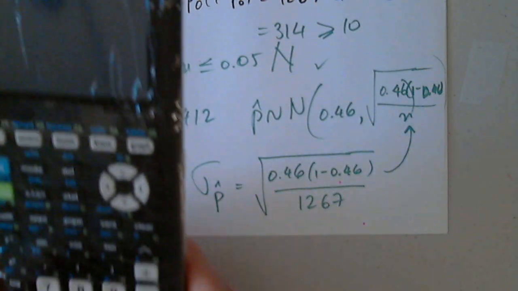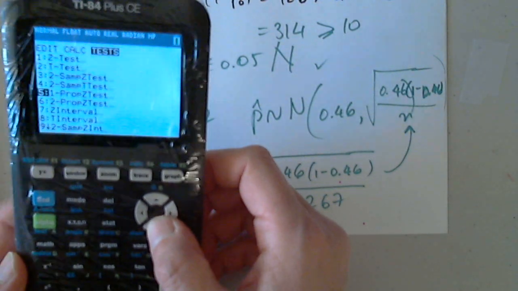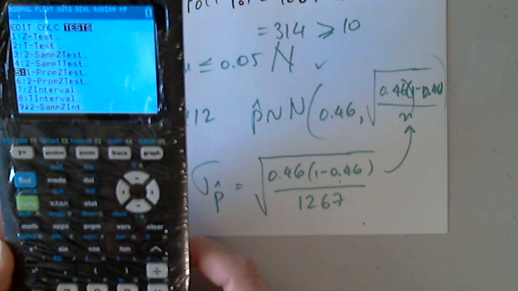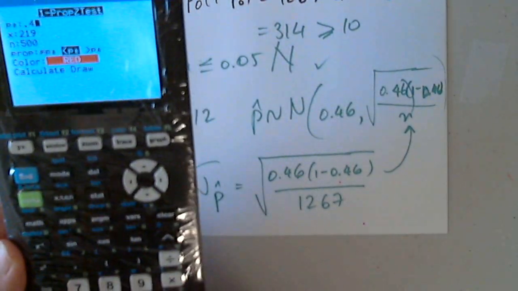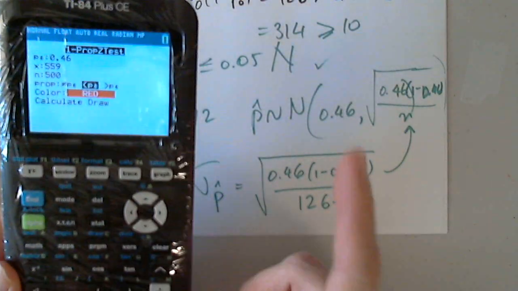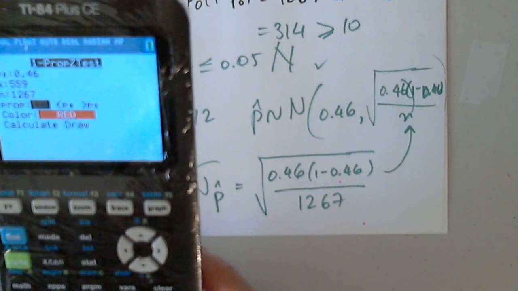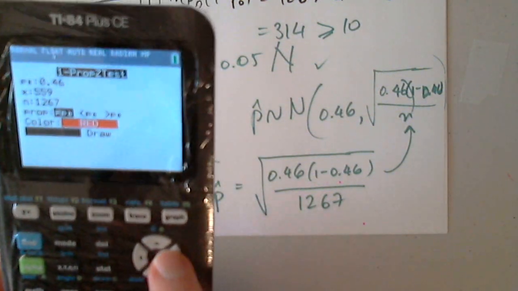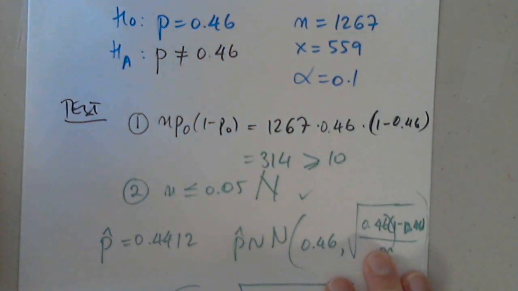Good, so let's take the calculator, go to tests, go to one proportion z test, p 0.46, x 559, n 1267. It's a two-tailed test. You know me, I want to draw. I want to see, but before we continue, I want to show what happens here, and then I'll hit enter on the calculator.